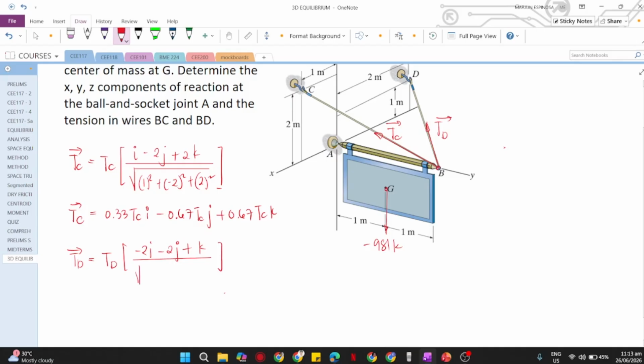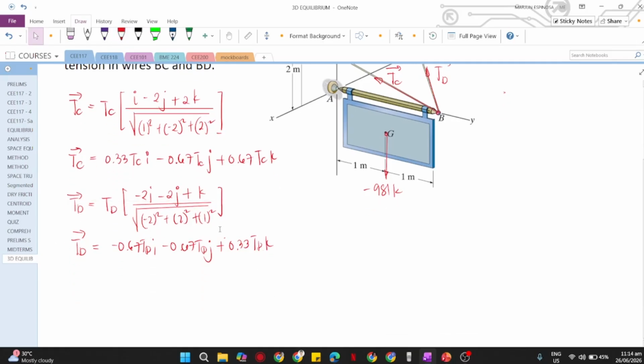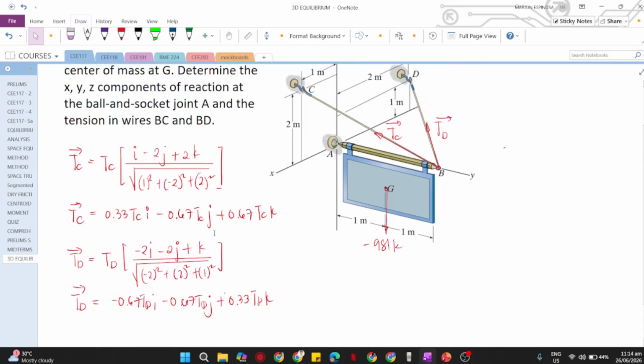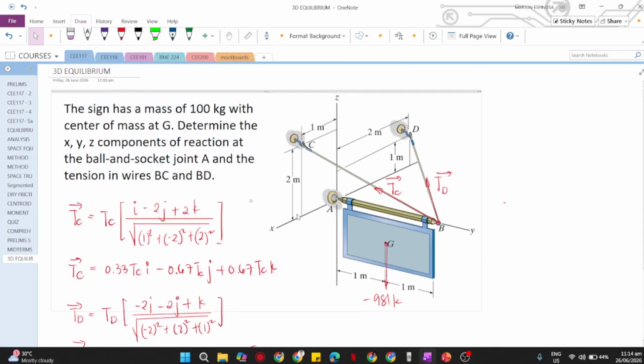Yan. So the same sa ating denominator. So we have the negative 2 square plus 2 square plus 1 square. So if you will evaluate that one, you get negative 0.7 TD I, negative 0.7 TD J, and positive 0.33 TD K. Ayan. So ito na yung mga unit, this is our vector form for the tensions TC and TD. Okay na yan.